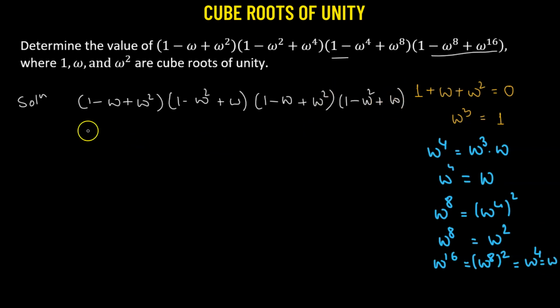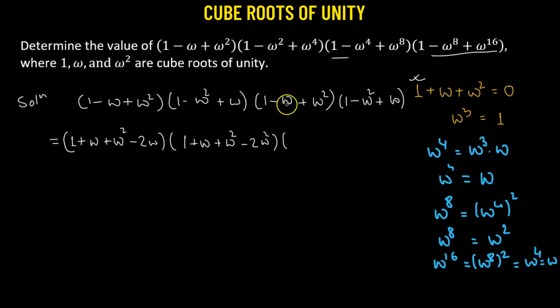Now this is simplified. Next step, we'll try to apply this particular property, sum of the roots is equal to 0. For that, we'll again have to rewrite the given expression. So we have 1 minus omega plus omega squared. We can rewrite it as 1 plus omega squared, and since we have negative omega, we'll subtract 2 omega from it. The next one, we have 1 plus omega. Here we have negative omega squared. We'll write it as plus omega squared minus 2 omega squared.